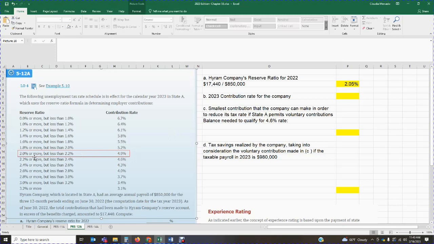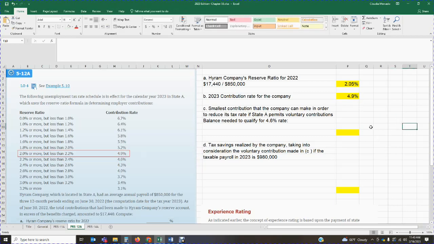So you're going to locate the reserve ratio that your company falls in. In our case, it's 2.05. Now remember, look at this. It's "or more, but less than." So here it ended in 2.0. Our ratio is 2.05, so that would bring us to the next tier, which is 2.0 or more, but less than 2.2. That means my contribution rate is going to be 4.9%.